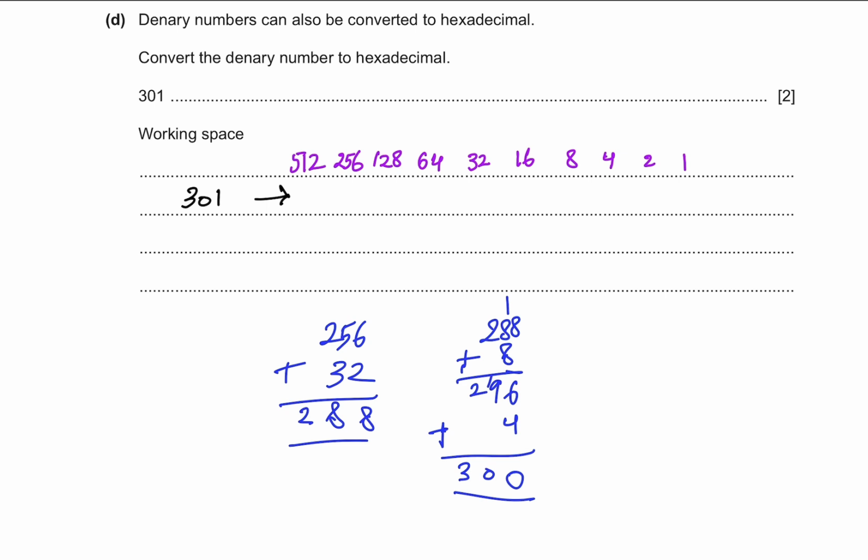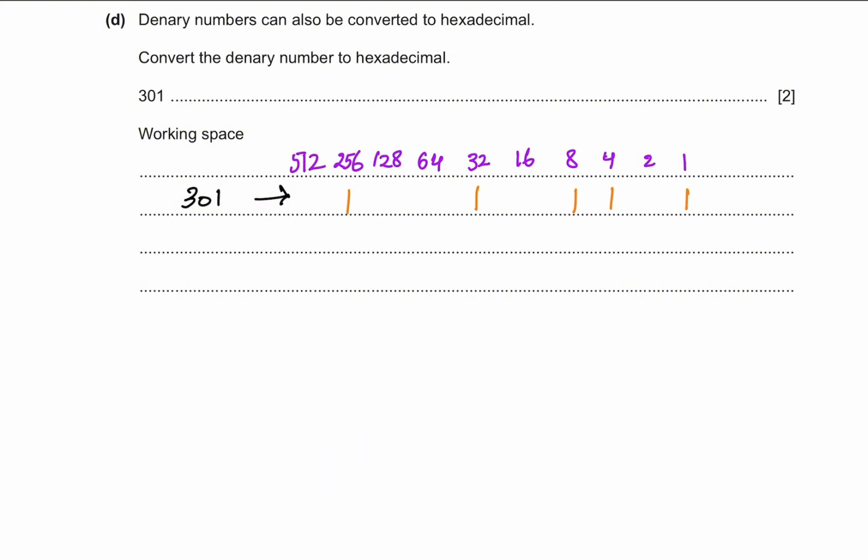So the numbers which I'm going to put on for the true values are 256, 32, 8, 4, and 1. All right. You won't have a calculator in this paper, so you have to do all these by yourself, and the rest will be 0, 0, 0, 0, and 0.